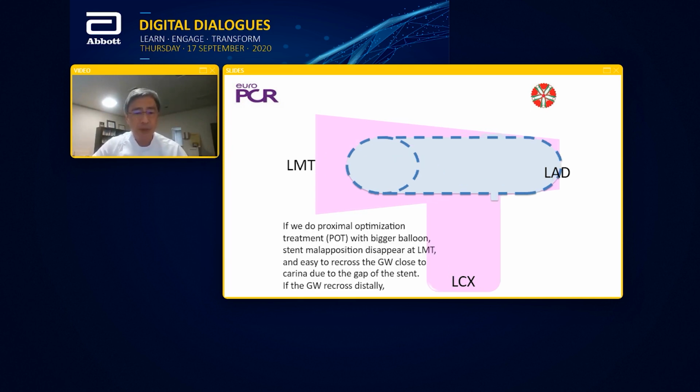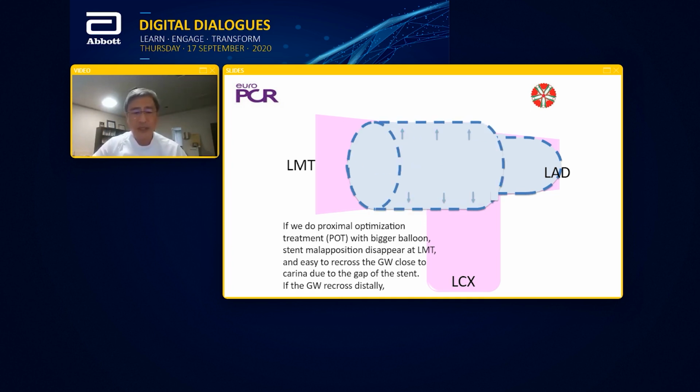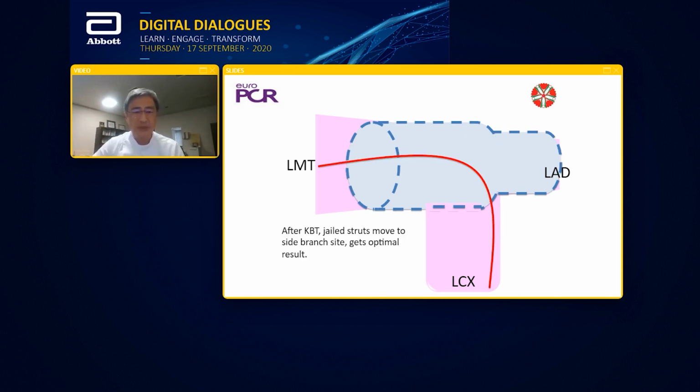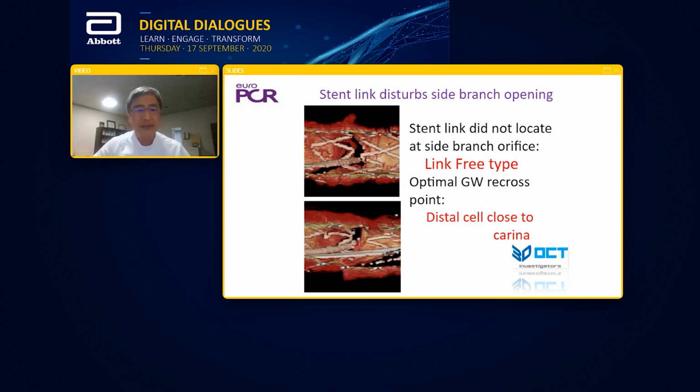If we do POT with a bigger balloon, the stent malapposition disappears at the LMT, and it is easy to recross the guide wire cross to the carina due to the gap of the stent. And if the guide wire recrosses distally, after KBT, the JL strut moves to the side branch site and we get an optimal result. And we understand the stent link disturbs side branch opening.